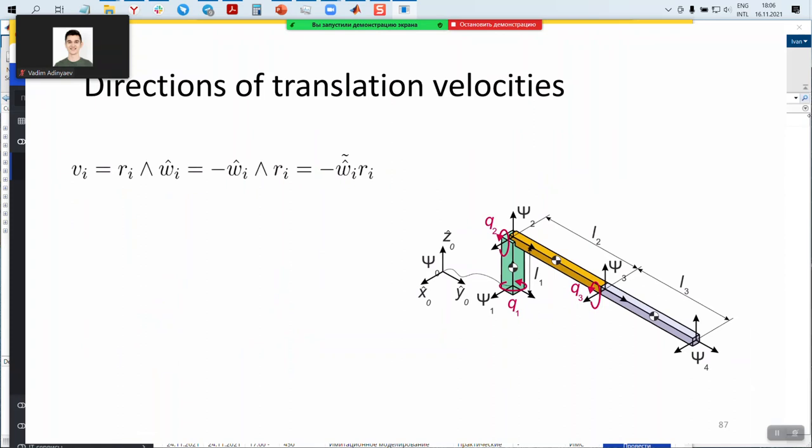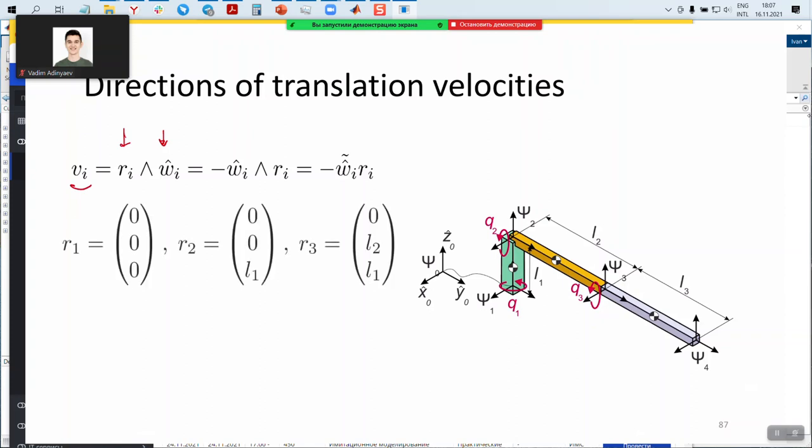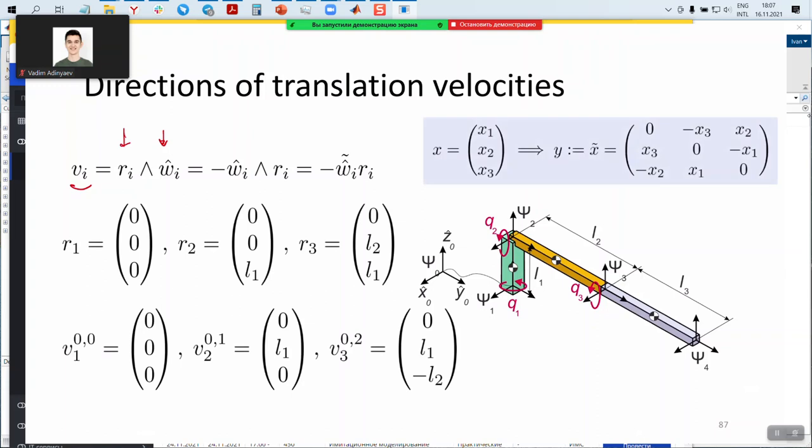Alright. Now, we remember what a vector product means. If you did not get it, you can take a look at the slides. I will send them to the Yandex disk. And the linear motion, the translation, the prismatic motion, equals a vector product of the radius vector r and the angular velocity. So if we want to calculate the linear motion of some link, we need to take a vector product. But how do we calculate the vector product? We take a skew symmetric form. So this is the skew symmetric form. If you have some vector that looks like this, this will be your skew symmetric representation. All right.